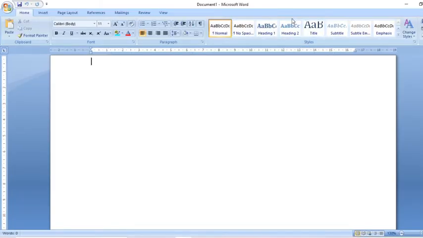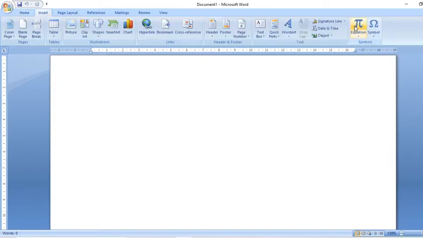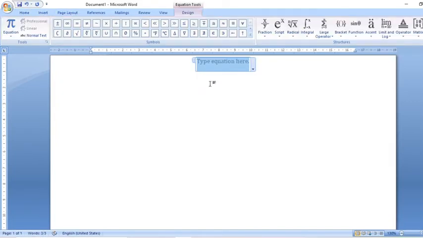So I will write it in this format. Probability of A given B is equal to probability of A intersection B divided by probability of B.